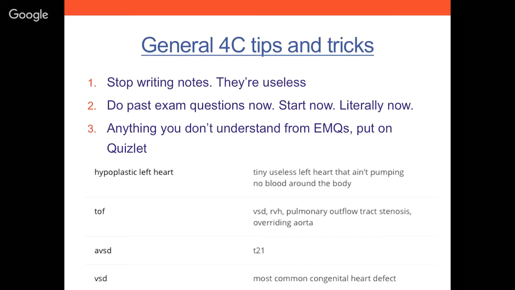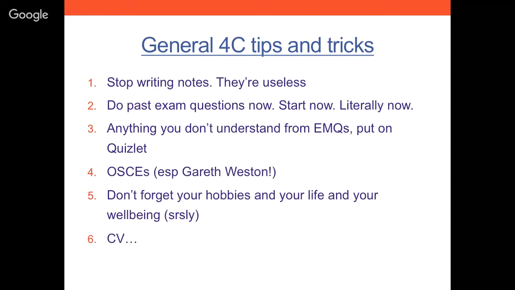Like, as you can see, it's just quick buzzwords. What you do is you can just quickly type it on your phone. It's really fun. It's really easy. To me, it's absolutely useless writing down a piece of paper. ABSD is linked with trisomy 21. But if you have it on a Quizlet and you can play it as a little game on your phone, it's A, fun, and B, you're going to remember it more. Yeah, cool. But do the EMQs and do them now.